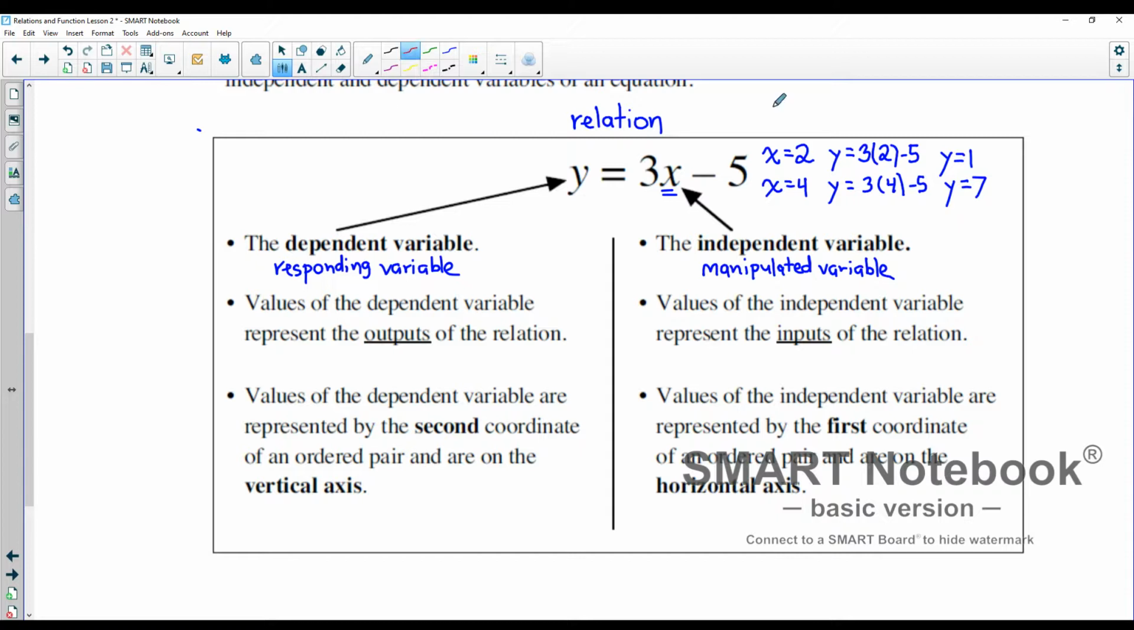Now, these values I was looking at here, so if we look at, for example, the x values of 2 and 4, those are values that I'm inputting into the equation. So we can actually refer to them as being inputs of the relation. The values of y that we're calculating, that's what my output is as a result of plugging those x values into the equation. So your y values in the relation, we refer to as the outputs.